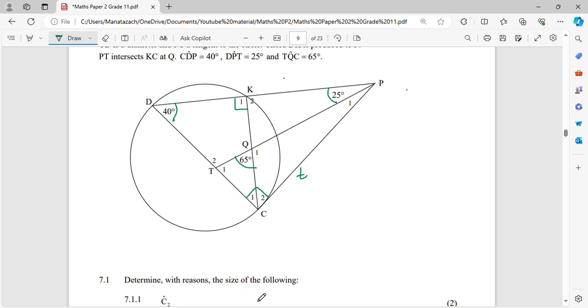Determine with reasons the size of the following. So angle C2. So we have to determine angle C2. Here is C2. So you'll realize that C2 is between the tangent and the chord KC. That means the angle C2 is equal to 40 degrees by tan chord theorem. So we'll just say C2 is equal to 40 degrees. The reason is tan chord theorem.